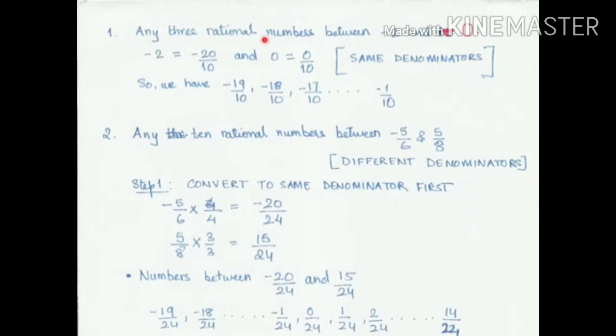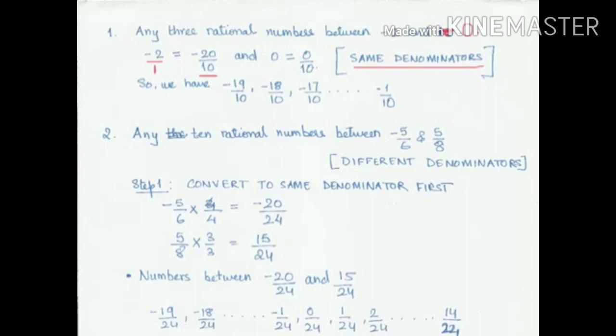Now remember that minus 2 is actually minus 2 by 1. When I multiply both of them by 10, we get minus 20 by 10. These are the same. And 0 can be written as 0 by 10, right? It still gives the 0. So what we have done is we have converted minus 2 and 0 into two rational numbers with the same denominators.